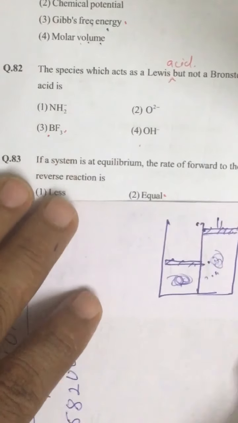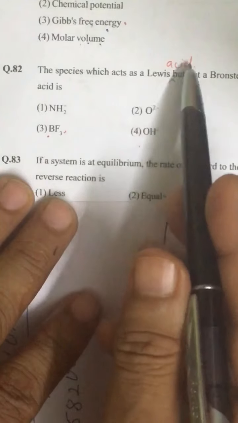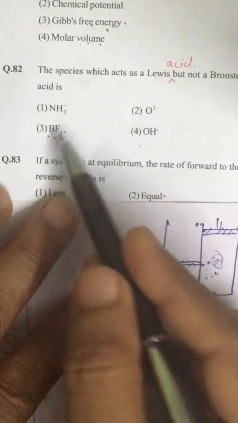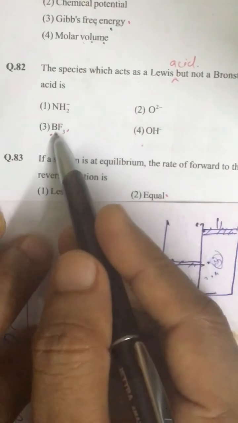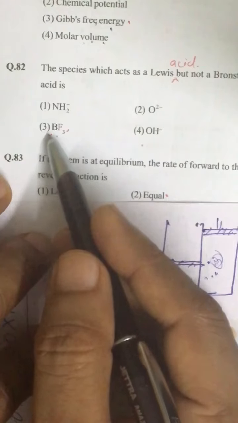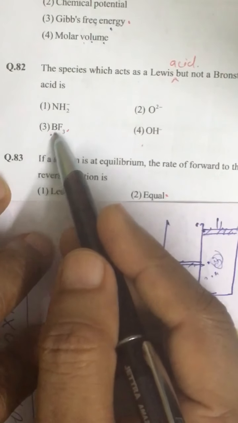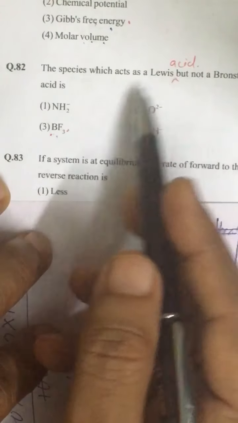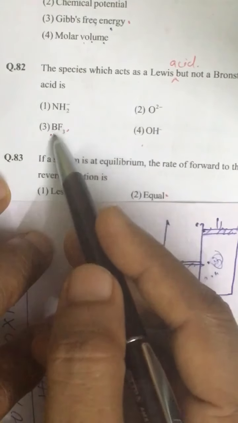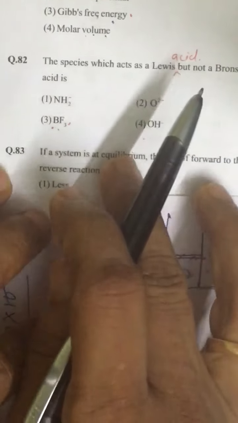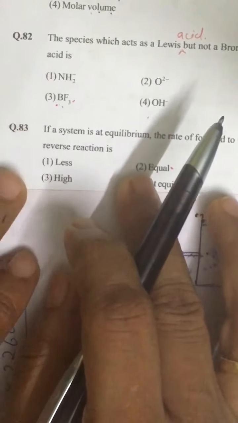Question number 82. The species which acts as a Lewis acid but not a Bronsted acid. Correct answer is BF3. A Bronsted acid can donate H positive, while a Lewis acid can accept a lone pair. So BF3 can behave as a lone pair acceptor. So correct answer is third option.